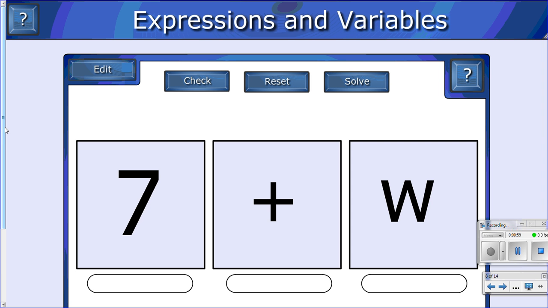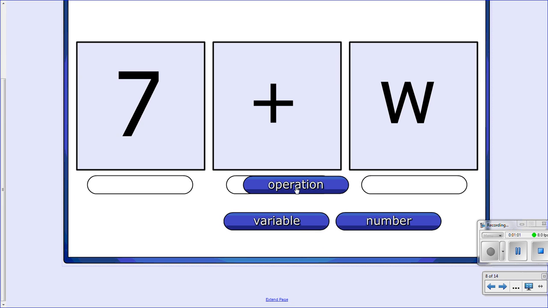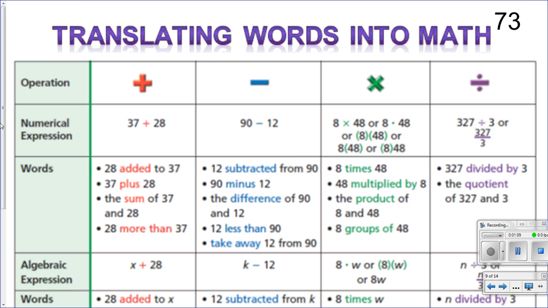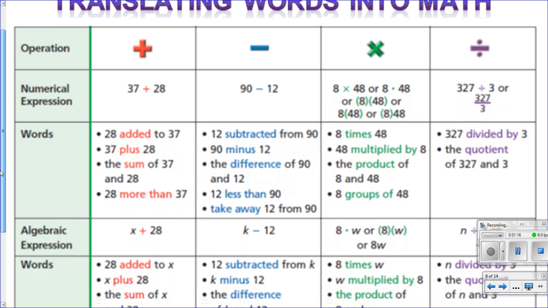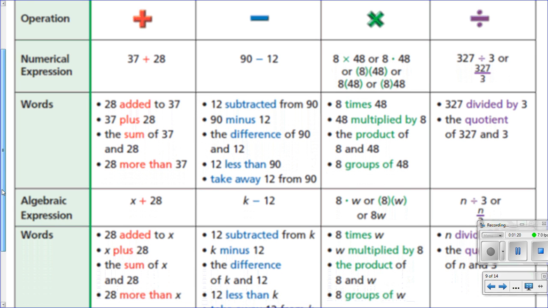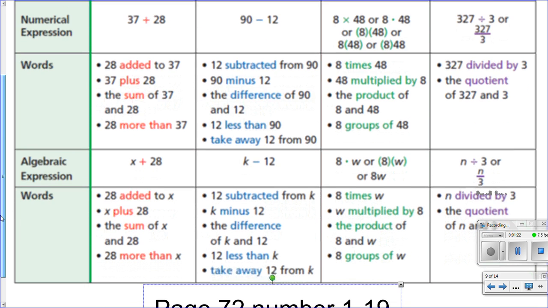When we look at something like this, our operation would be this math symbol, the variable is the letter, and your number is obviously your number. Okay. On page 73 in your MSG, you have this handout talking about translating words into math. This is what it looks like. I know the copy did not show up very well, so if you'd like to look at this one, you can write down the words that you need.